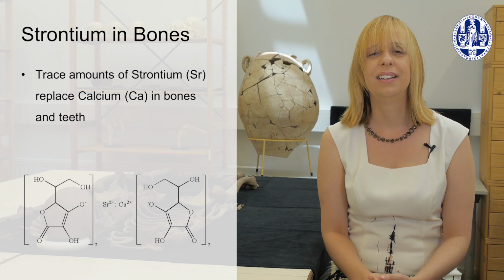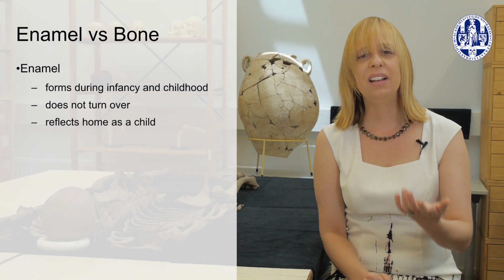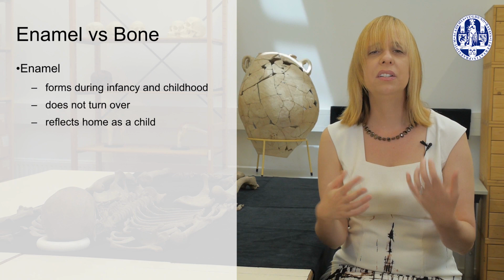Now recall that tooth enamel forms during infancy and childhood. The last bit of your enamel, in your third molars, forms at 12 to 13 years of age. And after this, the chemical composition of your enamel does not change. So for your entire life, this enamel holds a record of your childhood home.